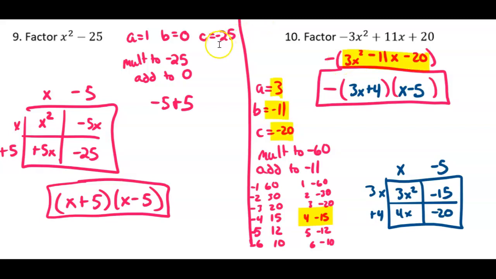So that was kind of hard because it had to multiply to negative 60 and add to negative 11, but my numbers were 4 and negative 15. You can see them right here. And then I factored out, and I got 3x plus 4 and x minus 5. But remember, you must have that negative in front.